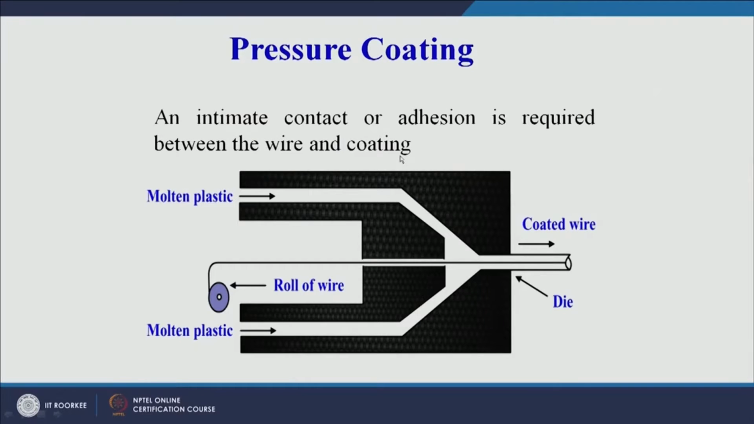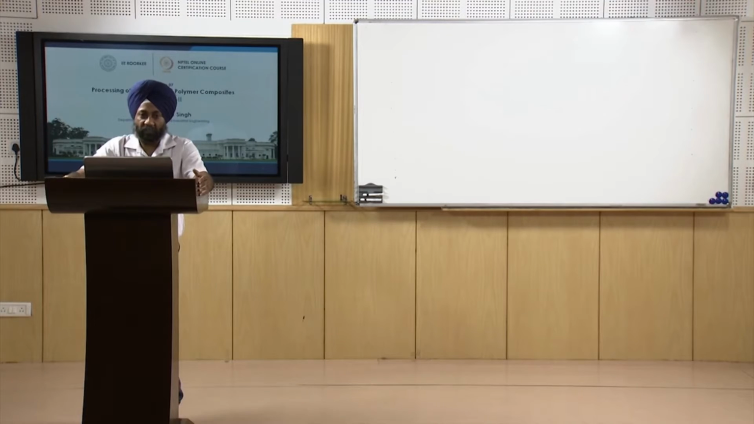Similarly, a slightly modified version of jacketing coating is the pressure coating. An intimate contact or adhesion is required between the wire and the coating. Now in some specific application, if we require that the wire has to be coated by a plastic and there should be a very strong bond between the wire and the plastic, in that case we may go for the pressure coating technique, which is one variant of extrusion.